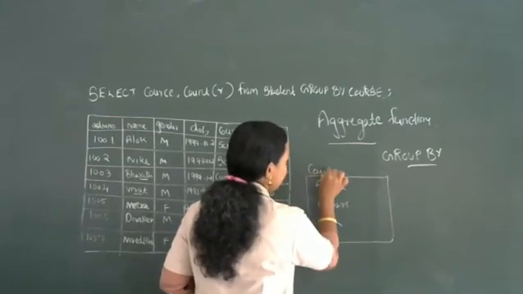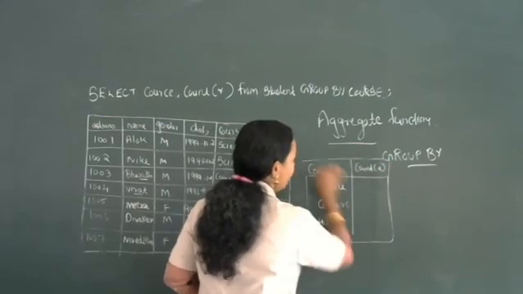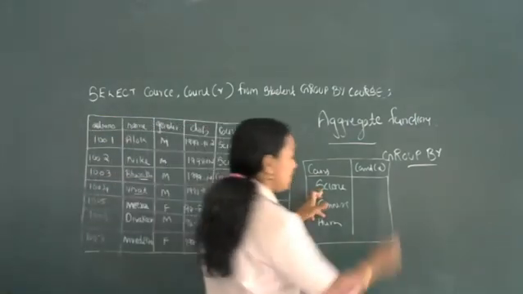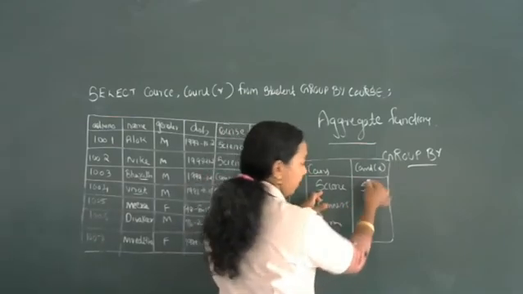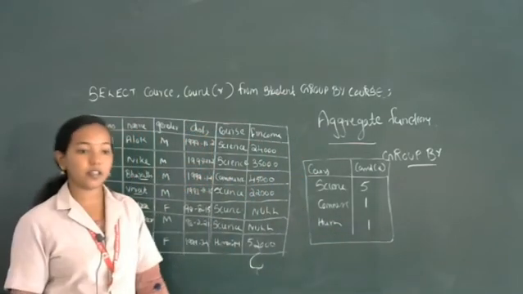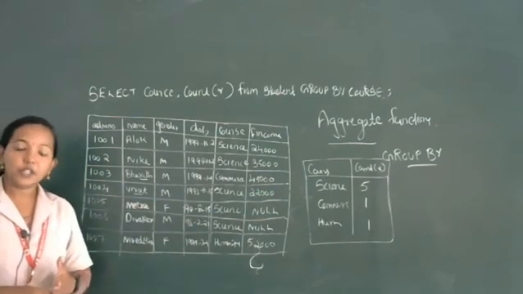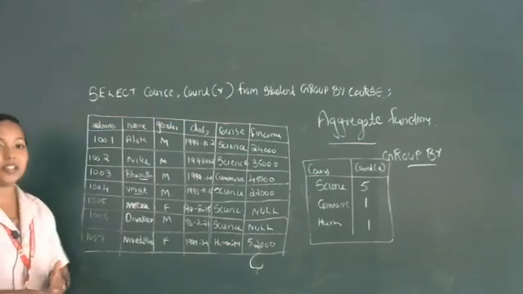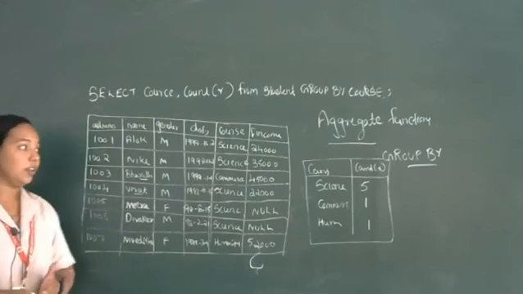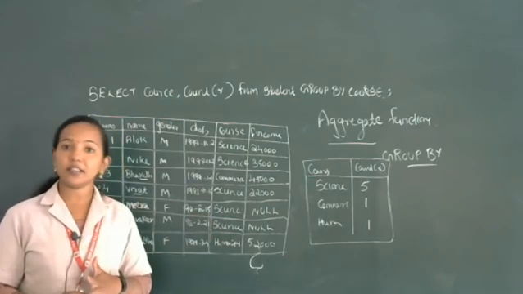Then the course, and the second column, count star. Then group by course. In science, what will be the count star? The number of entries present, 5. The number of students present in commerce, 1. Number of students present in humanities, 1. So we will get an output table like this. First, it will group according to the course. After that, it will count the number of tuples in a relation. Science, 5 students. Commerce, 1 student. Humanities, 1 student.